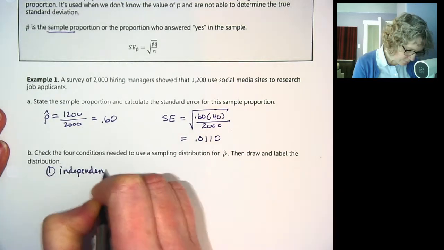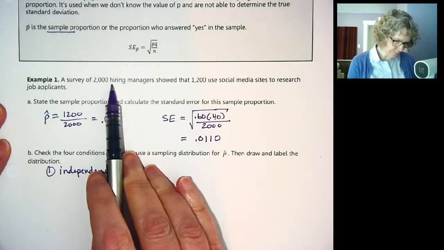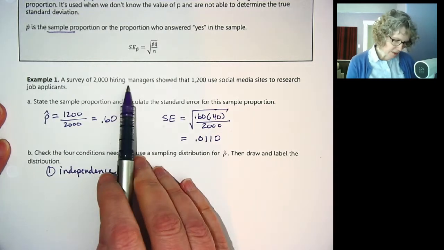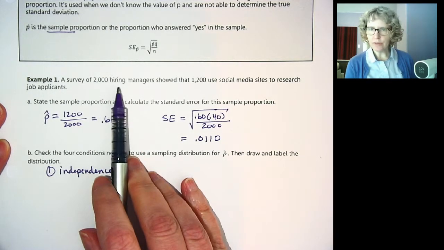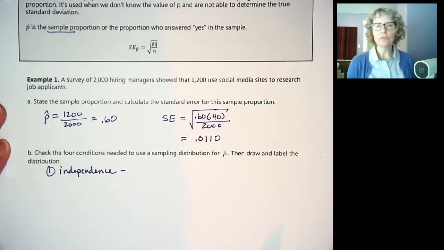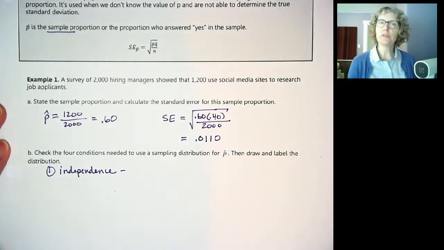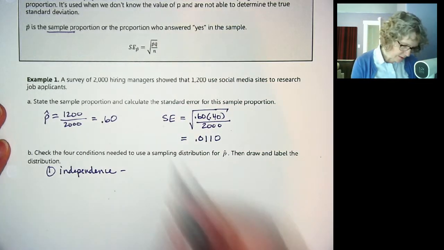Let's go through them. The first one's independence. And let's think about our context here. What do we need for these to be independent? Would these hiring managers be independent from each other on whether they use social media sites to research job applicants? So I think this is really industry dependent. People in business might tend to do this a lot more versus people in the public sector, in education or nonprofits, who may or may not use social media sites. So I'd say we would need to get a representative sample from different industries and different occupations, things like that.